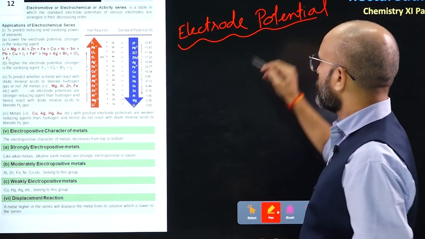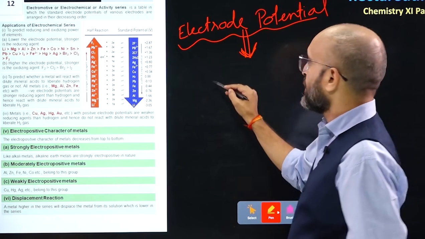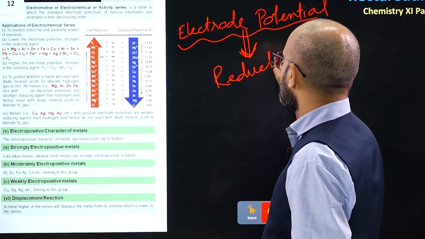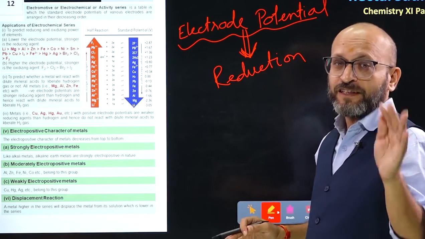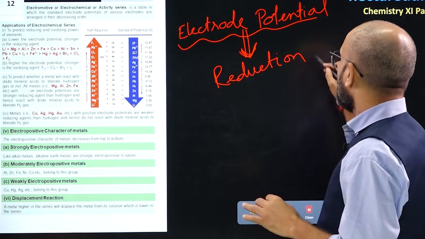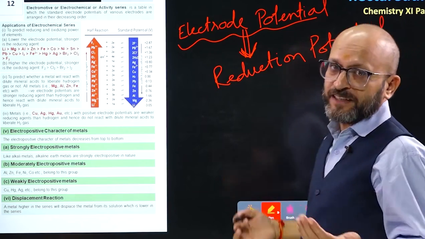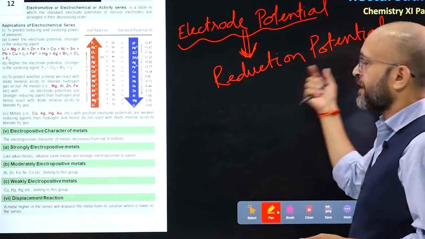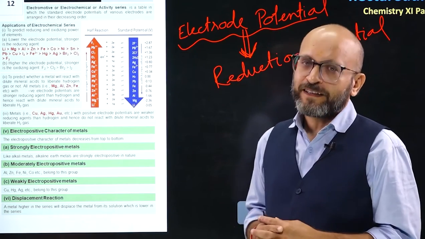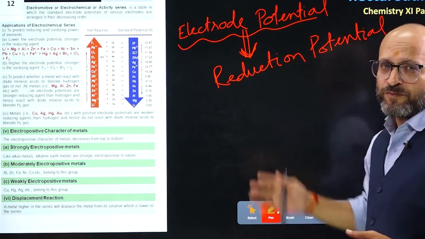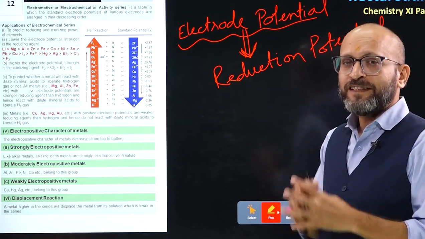If I say electrode potential, always consider it to be reduction potential. I should mention reduction or oxidation; if I am not mentioning, and only talking about electrode potential, then I am talking about reduction potential. And if I say standard electrode potential, that means standard reduction potential. So, arrangement of species in increasing or decreasing order of standard reduction potential or standard electrode potential is known as electrochemical series or activity series.